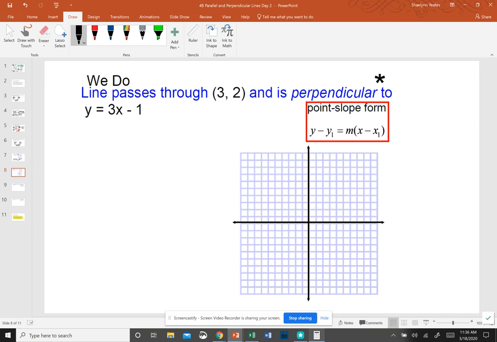Okay, here's the next one. A line passes through the point 3, 2. So I need to go over 1, 2, 3, up 2. It needs to pass through that point. And it's going to be perpendicular to the line 3x minus 1. So I'm going to graph that line. I'm at -1, and then I've got 3x. So I go up 3 over 1, up 3 over 1, and then I can go the other way, down 3, left 1, down 3, left 1. You can also use Desmos to graph this for you if you don't want to graph it yourself.